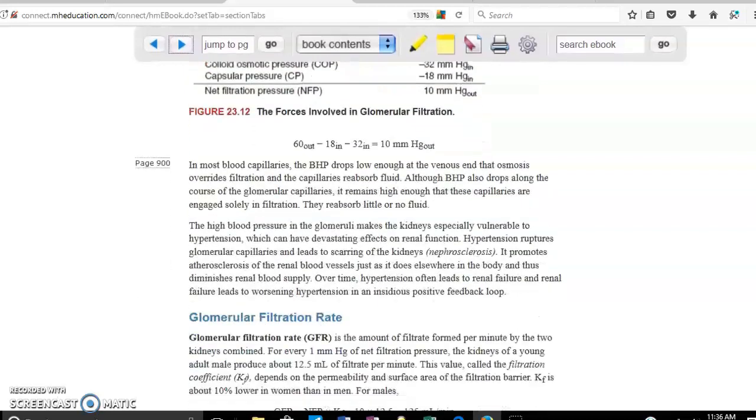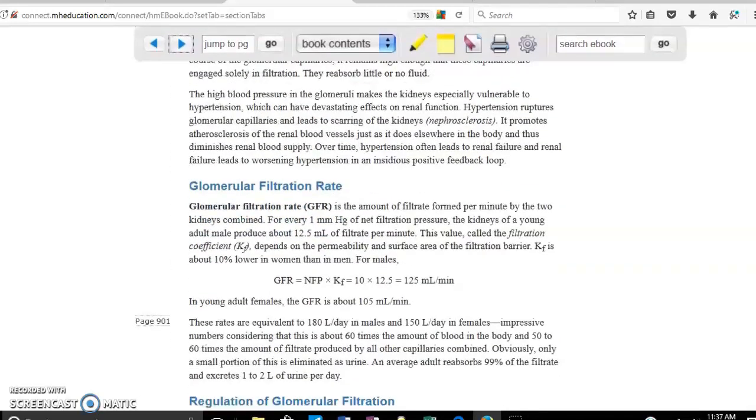So if you keep scrolling down, you can see in there the glomerular filtration rate, which is the amount of filtration that you're going to get per minute. And as you can see here, it's approximately 125 milliliters per minute. But if we put this in days, it basically gives you 180 liters per day in the case of males, or 150 liters per day. But we don't urinate 180 liters.